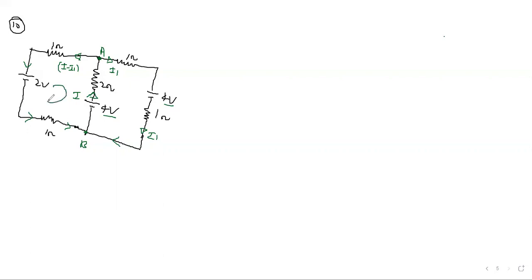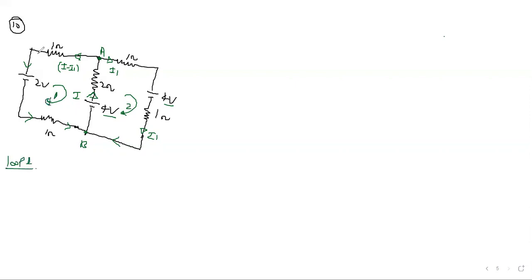We take two loops. This is one loop, loop one. This is the second loop. You can go clockwise or anti-clockwise. Write the net voltage drop and find the current. Because you have to calculate the potential difference between 2 points, we need the current in all branches. So let's write Kirchhoff's law, first for loop one.